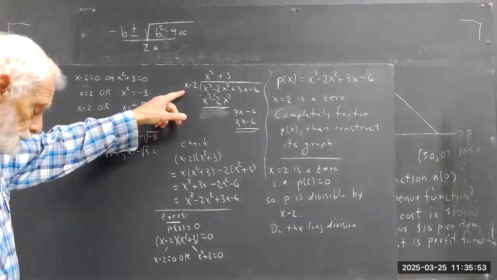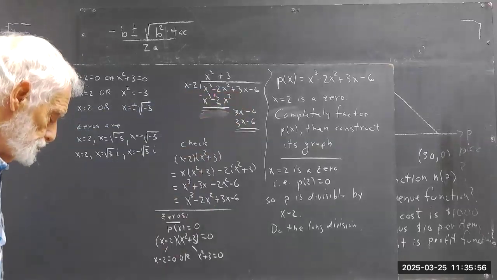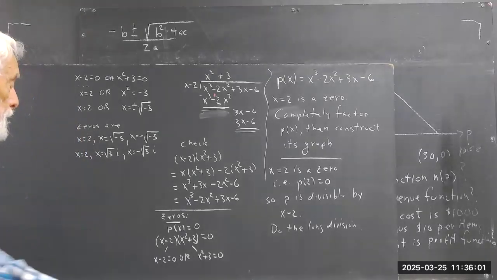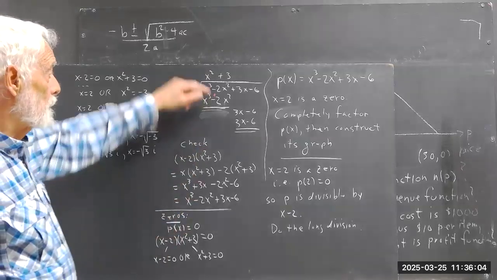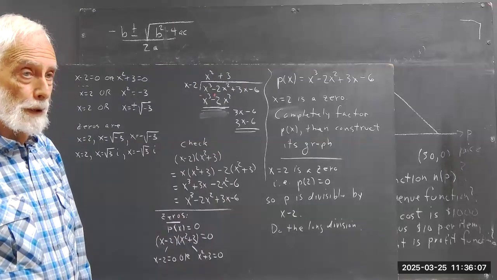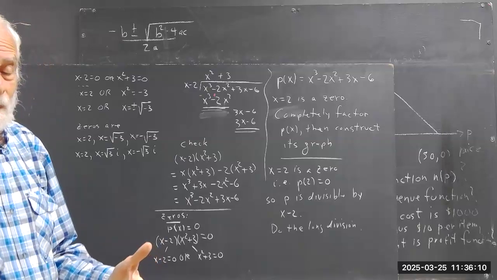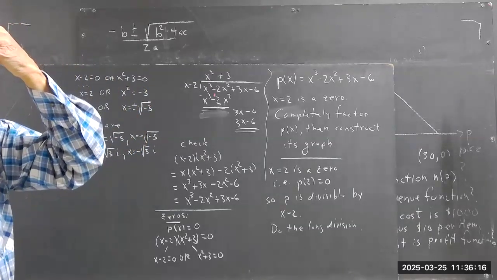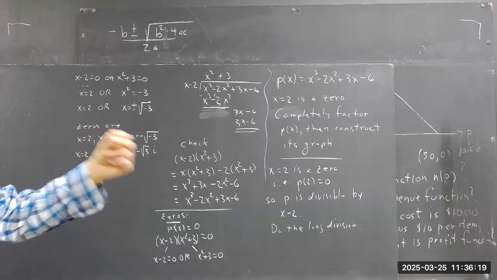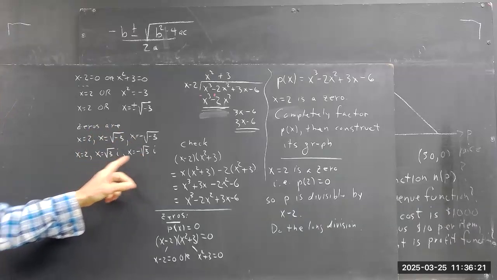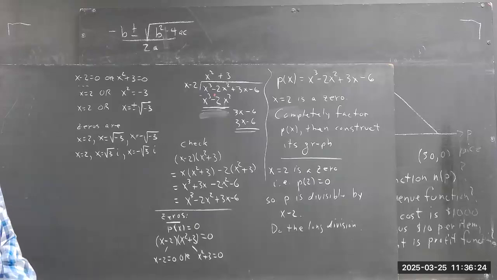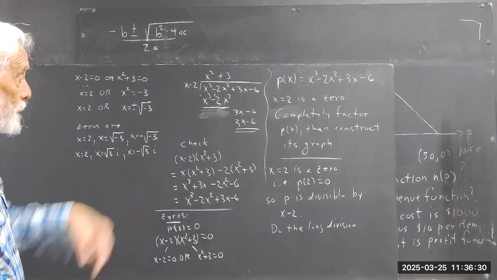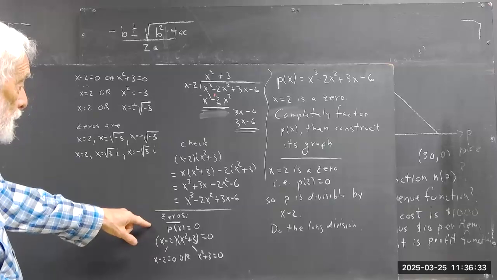When you divide a linear term into a cubic polynomial, you're going to get a quadratic. That quadratic might have two real solutions. It might have one repeated real solution. It might have two complex conjugate solutions. So this is how we factor this polynomial and then determine its zeros.